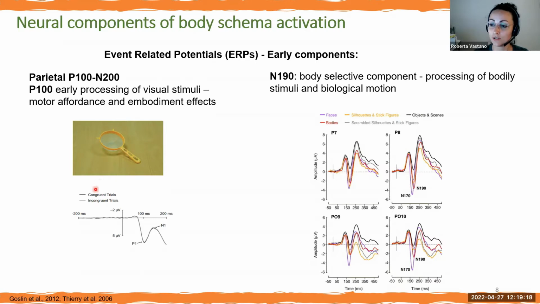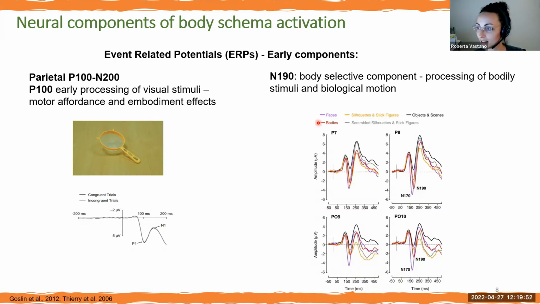So it was interesting to see that even though these electrodes were not located on motor areas, but parietal, they were still sensitive to this kind of modulation related to the sensorimotor activation. Then we found the N190, a negative peak at 190 milliseconds. This is a body selective component. It has been shown to be related to any processing of body stimuli and also biological motion.